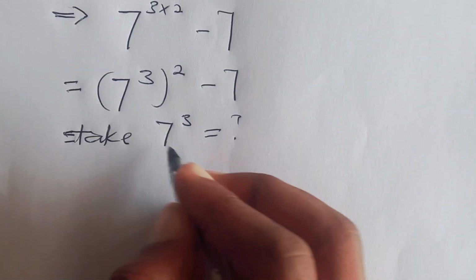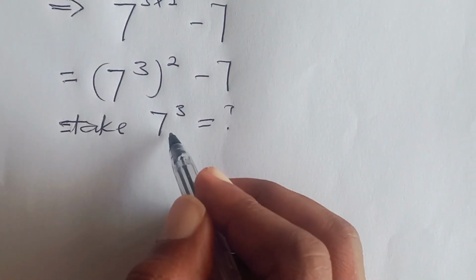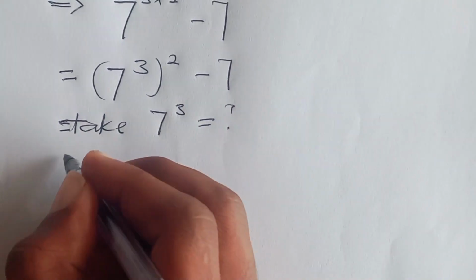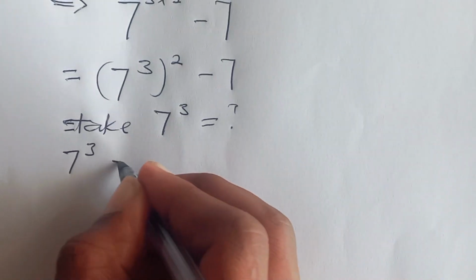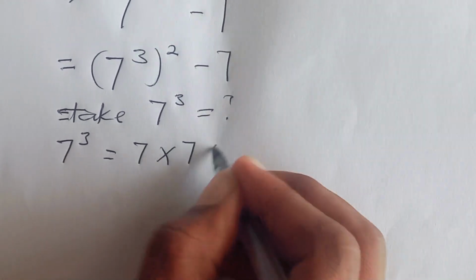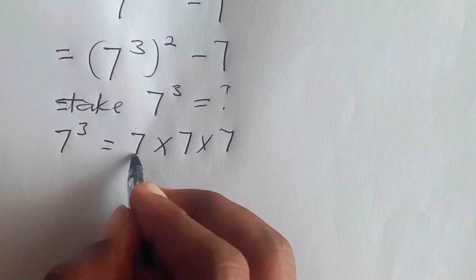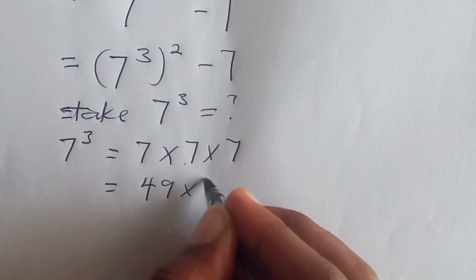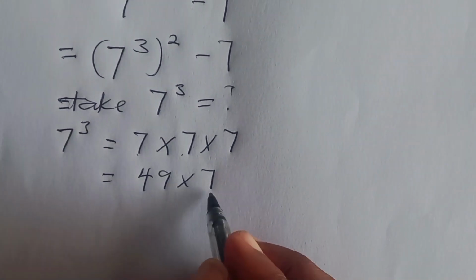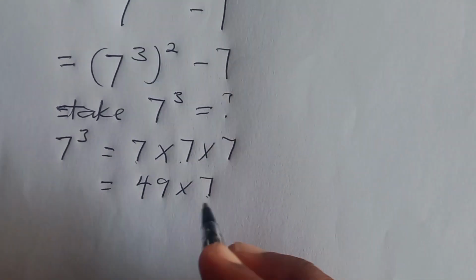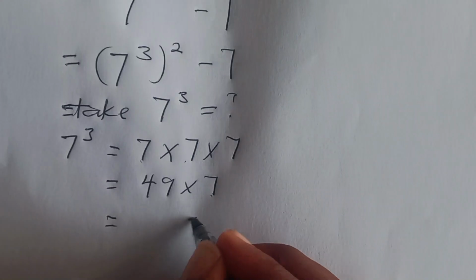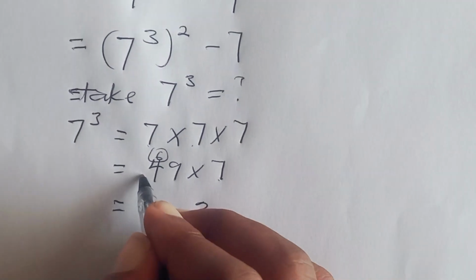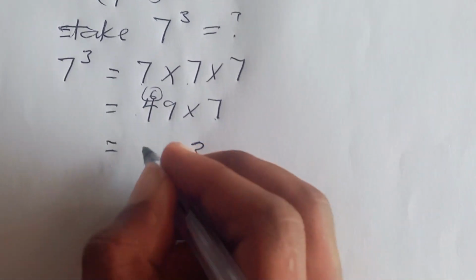Now, because we are not going to use a calculator, some of the students will be able to get it straight away, but some are not. So we break it down. 7 exponent 3 is equal to 7 times 7 times 7. And 7 times 7, you are getting 49. Then times 7. With this, 7 times 9 is 63. So it's 3, remainder of 6. 7 times 4 is 28. 28 plus 6, we are getting 34.